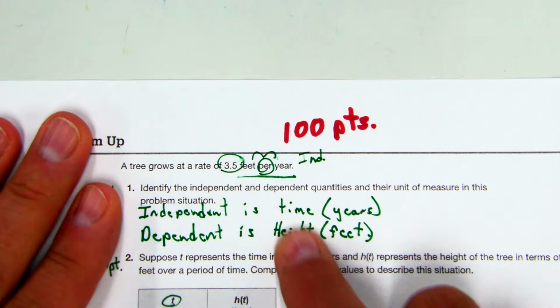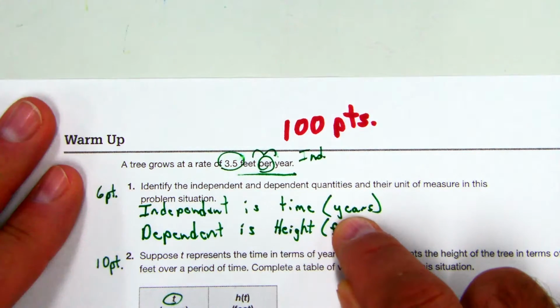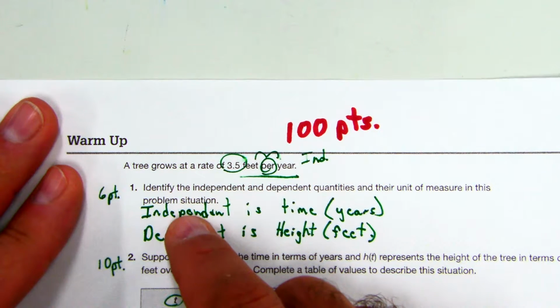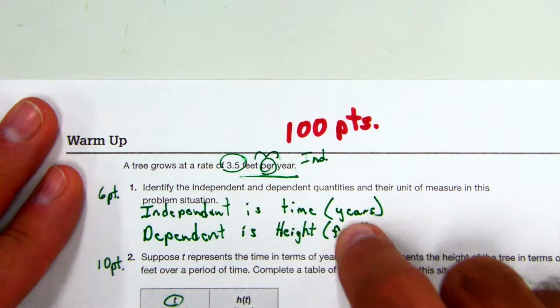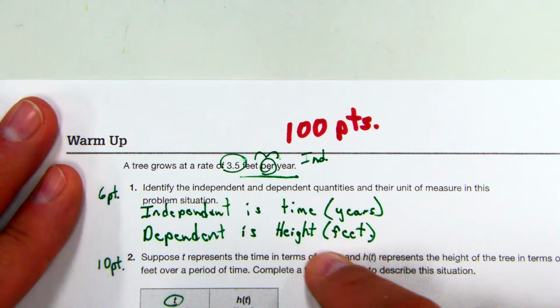Like for some of them, they didn't use parentheses to put the units in. Units always go in parentheses. Some of them switched dependent and independent. They didn't have the right one labeled. Some of them only put feet and years, which are the units. But you're supposed to tell me years are a measurement of time and feet measures height.